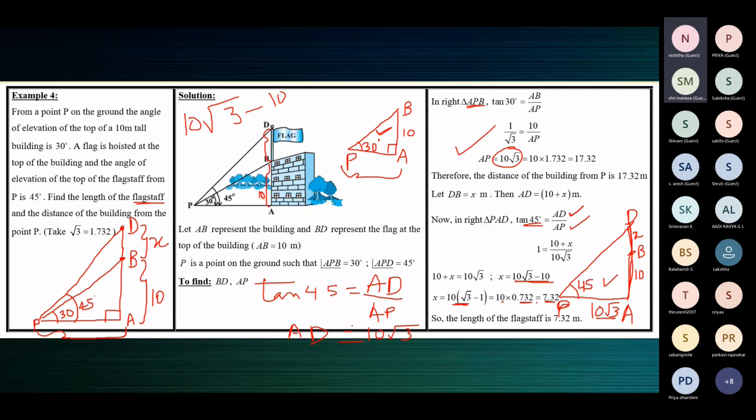Yes, ma'am, I get it now. All right. You take it as AD, children, you will get AD is 10 root 3, but AD is the height of the building and the height of the flagstaff. So from 10 root 3, if you take away 10, the height of the building, you will get the height of the flagstaff.